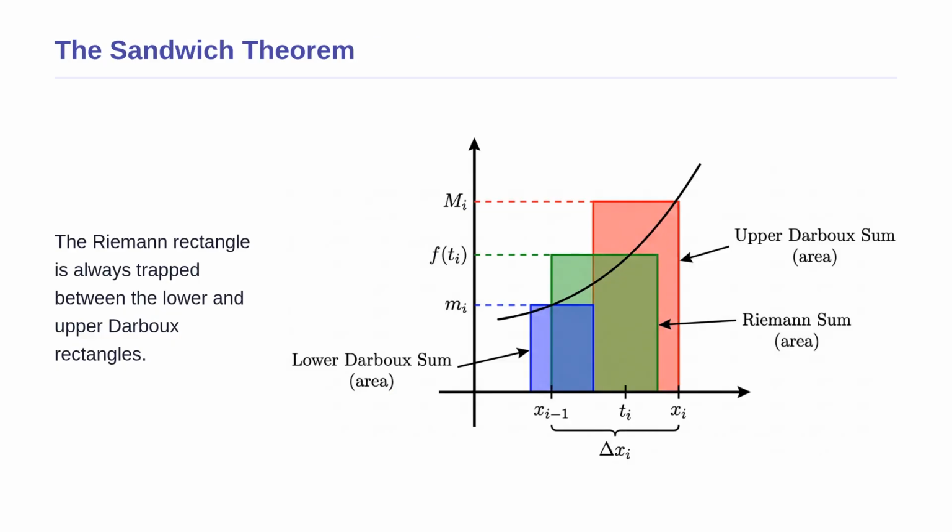To make this mathematical sandwich perfectly clear, let us look at it visually. On the screen, you see a single slice of our interval on the x-axis. The blue rectangle represents our lower Darboux sum, stopping at the lowest point of the curve. The red rectangle represents the upper Darboux sum, reaching all the way to the highest point. Trapped right in between them is the green Riemann rectangle, generated by our random tag point. This diagram beautifully illustrates what we just proved. The random green area will always be taller than or equal to the blue area and shorter than or equal to the red area.